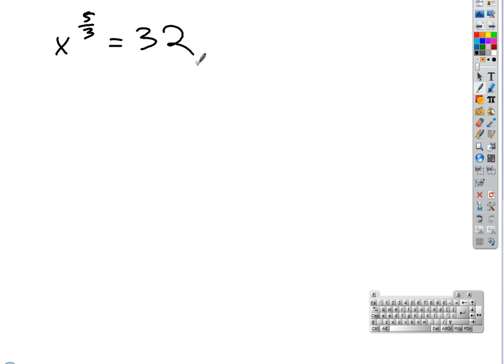Okay, what do I have to do to get x by itself? How do I undo a 5/3 power? Well, I can do this in 2 steps, but we don't want that. We can do this in 1 step. I take both sides to the reciprocal power. Think about that for a second.